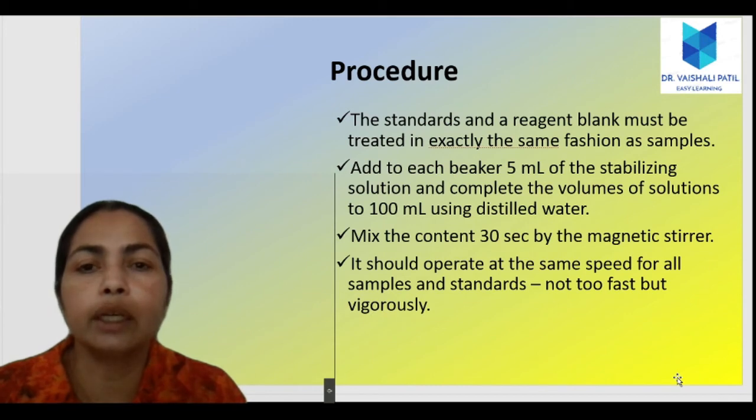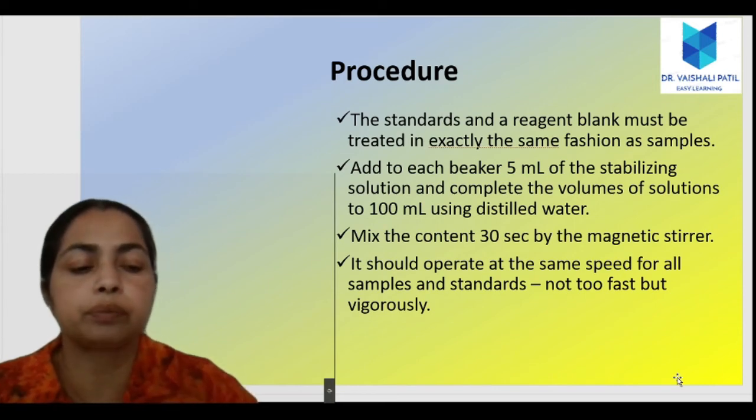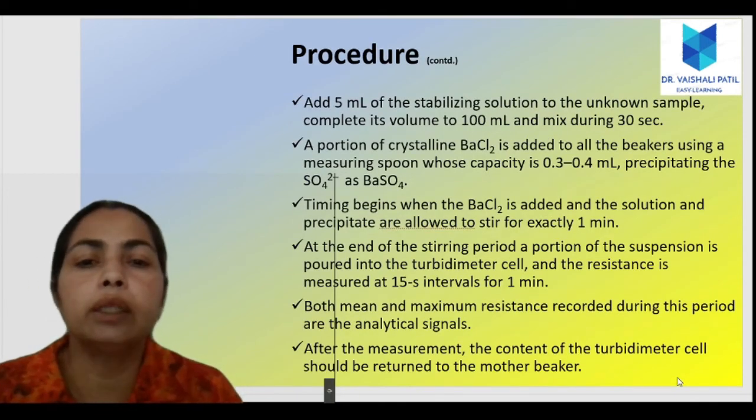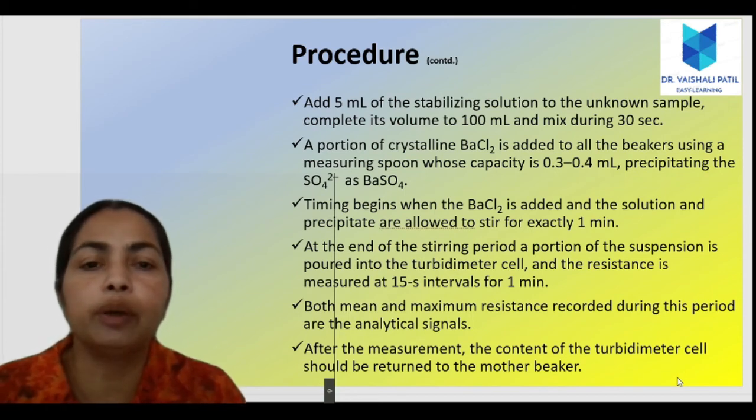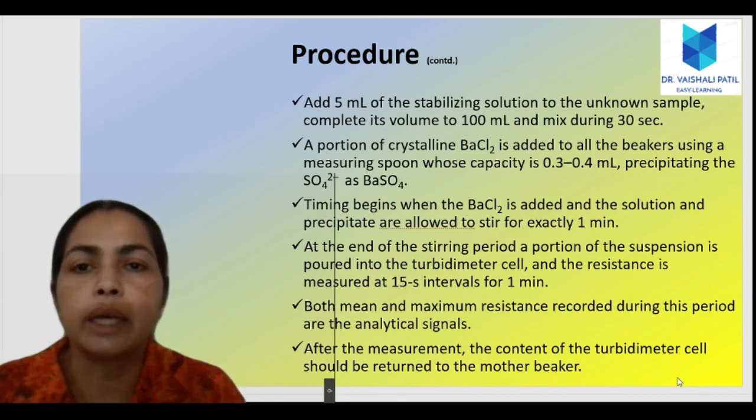Then we will mix the contents for 30 seconds using a magnetic stirrer, and we have to take care that it is operating at the same speed for all the samples and standards. It should not be too fast or too slow, but it should be a vigorous stirring. As for the unknown, we will also add 5 ml of stabilizing solution, complete the volume to 200 ml, and mix for 30 seconds.